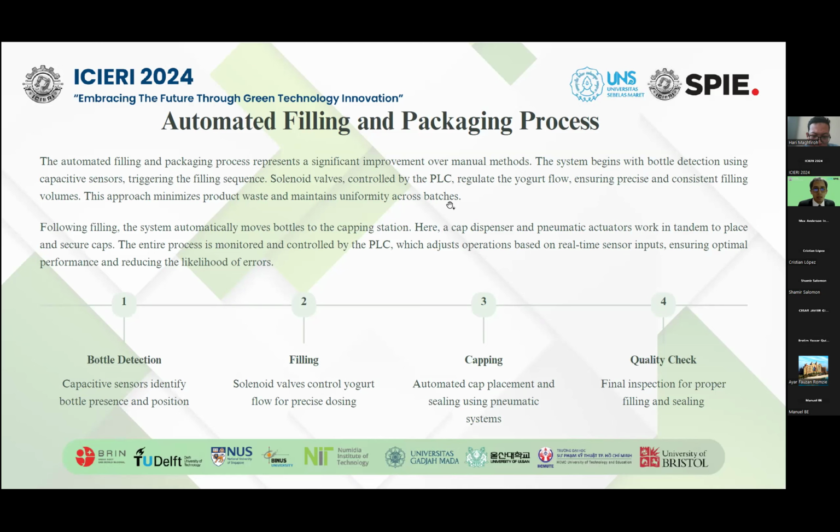Some key steps include bottle detection, where capacitive sensors identify bottle presence; the filling, where solenoid valves control yogurt flow for accurate dosing; the capping, which automates cap placement and sealing with pneumatic systems; and the quality check, which is the final inspection for filling and sealing accuracy. This system enhances efficiency, accuracy, and product quality in yogurt packaging.